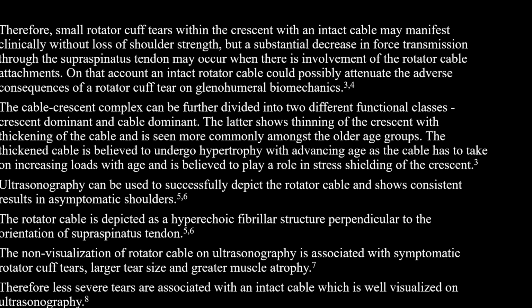Ultrasonography can be used to successfully depict the rotator cable and shows consistent results in asymptomatic shoulders. The rotator cable is depicted as a hyperechoic fibrillar structure perpendicular to the orientation of the supraspinatus tendon. The non-visualization of the rotator cable on ultrasonography is associated with symptomatic rotator cuff tears, larger tear size, and greater muscular atrophy. Therefore, less severe tears are associated with an intact cable, which is well visualized on ultrasonography.